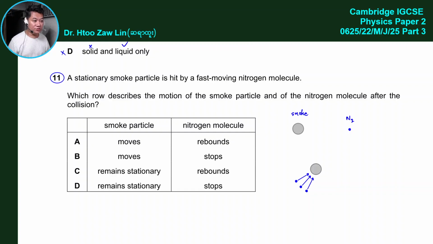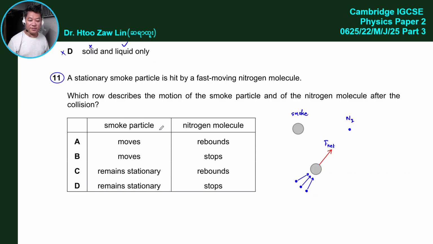So the net force points this way. So this is the net force on the smoke particle. According to Newton's second law, the smoke particle will move in the direction of the net force. So after the collision, the smoke particles will move along the direction of the net force.